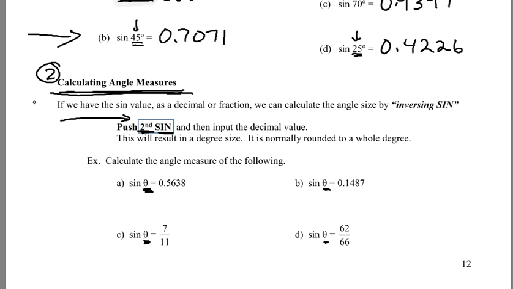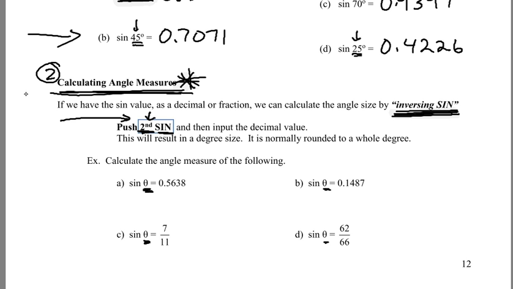This is essential to finding an angle measure. It's not just sine, but second function sine. It's what gets referred to as inversing trig. We want to inverse sine to figure out the angle size. That's what we're looking at doing.